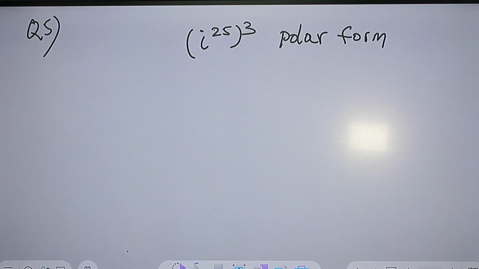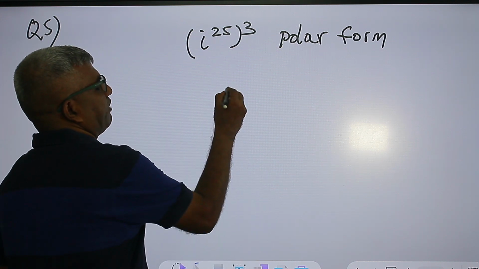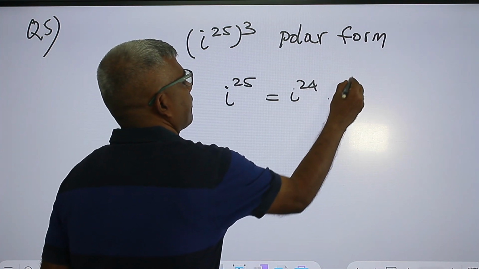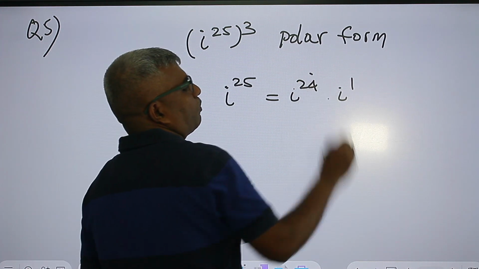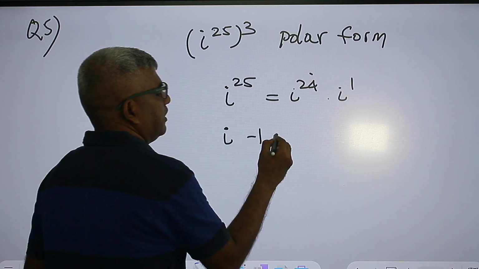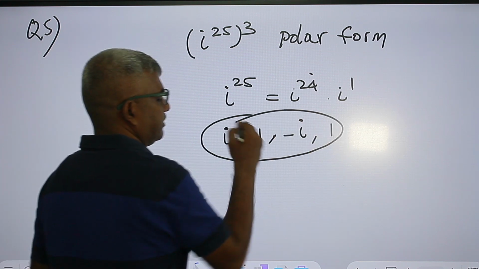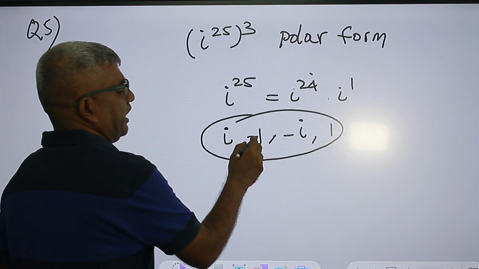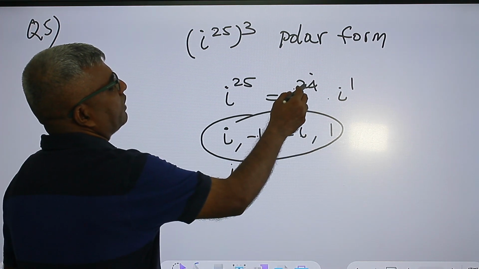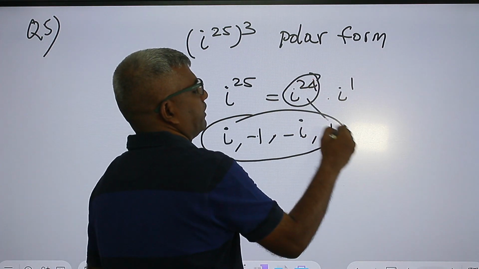Question number 5. i power 25 power 3, polar form. i power 25 means it is nothing but i power 24 times i power 1. Why am I splitting? Because the cycle of i is i, minus 1, minus i, 1. This cycle next is i will come again: i power 1, i squared, i cubed, i power 4, then i power 5. So this is 4 cycles. So I am splitting 25 as 24 plus 1. So this value is 1 times i.